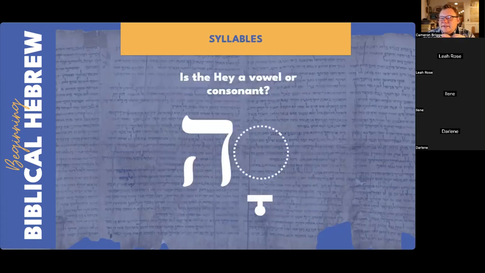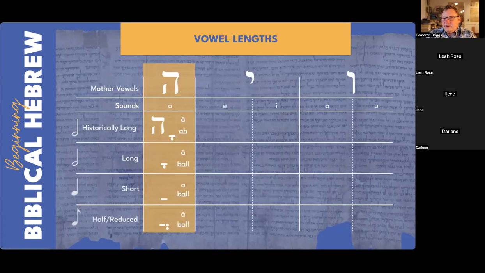All right, so here's the tricky part. Is the hey a vowel or a consonant? Because historically, if we're taking a look at this chart, the hey comes with the kamatz in the historically long version of it. But we haven't learned that yet. We kind of saw that with hirik and some of those other vowels. But in this case, it does come together. So this one's just a tricky one to memorize. And so the hey is a vowel companion and it drops its consonant status.